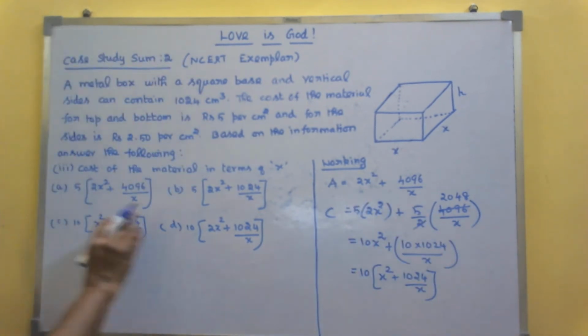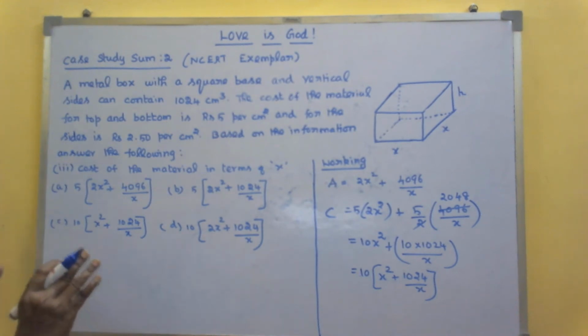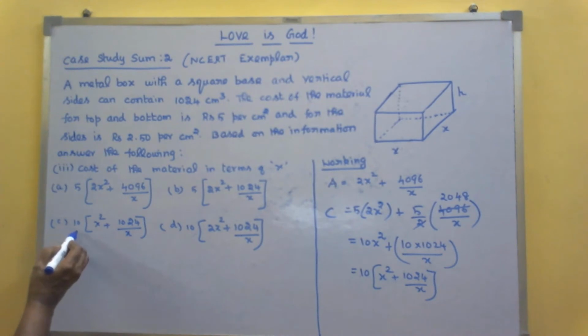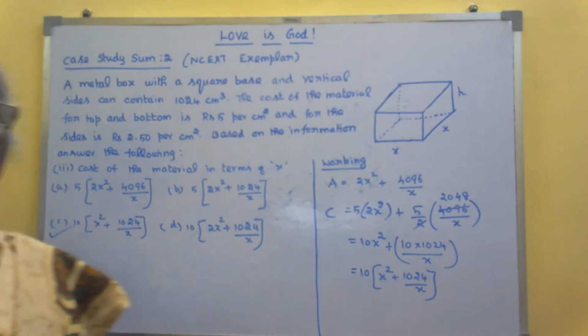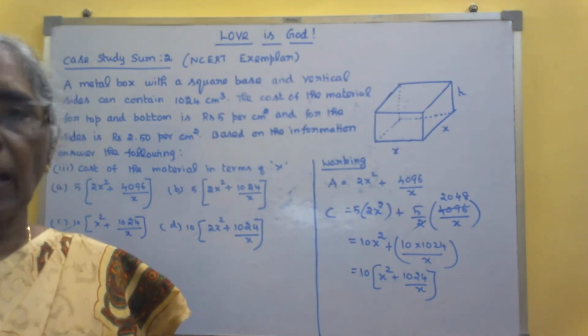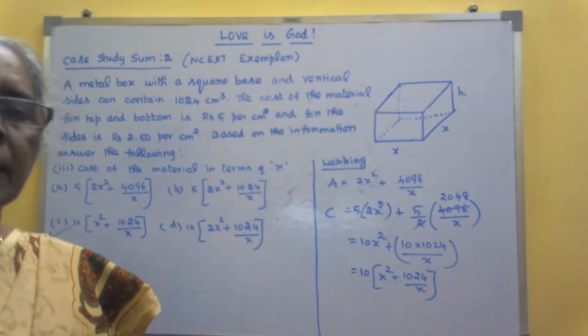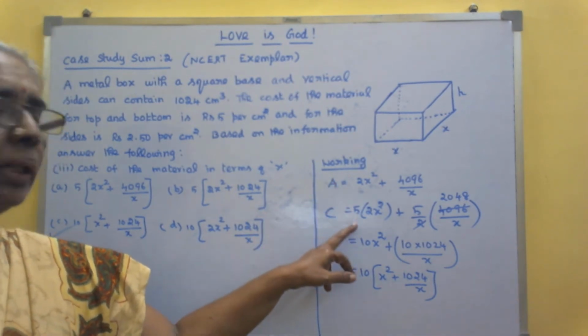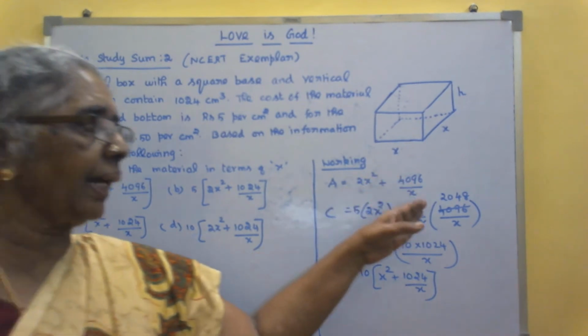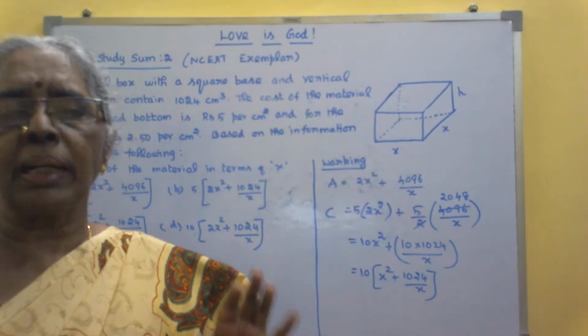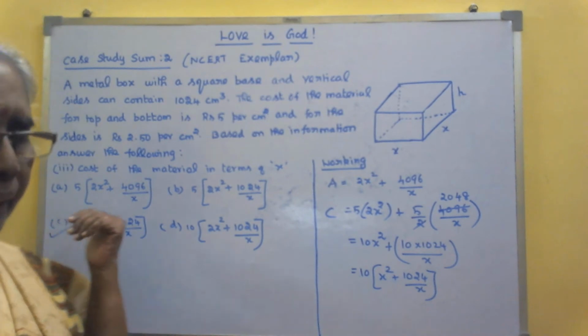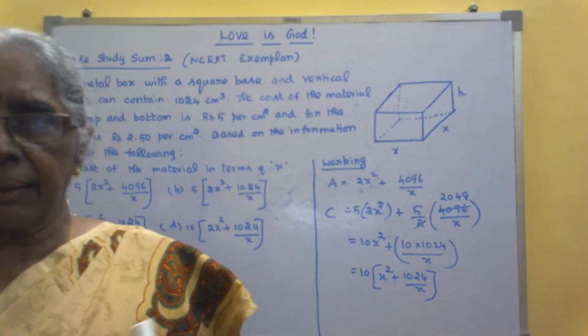So now let us check the subdivisions. See, everything looks somewhat similar. Be very careful. So we will get only the C. So the option C is correct: 10 into x squared plus 1024 by x. So you have to be careful in calculating the cost. It is not the same because it is different. For the top and bottom, one cost. For the sides, it is another. So properly multiply and then get the expression. Okay, is this clear to you?